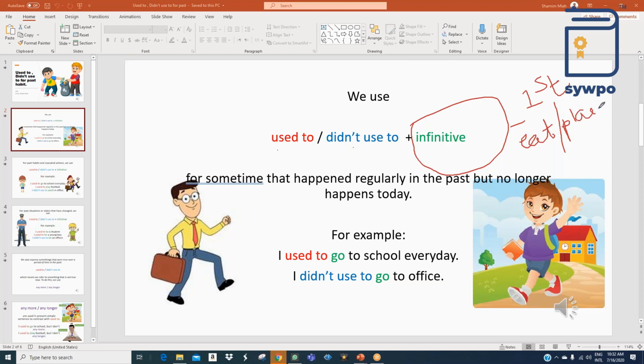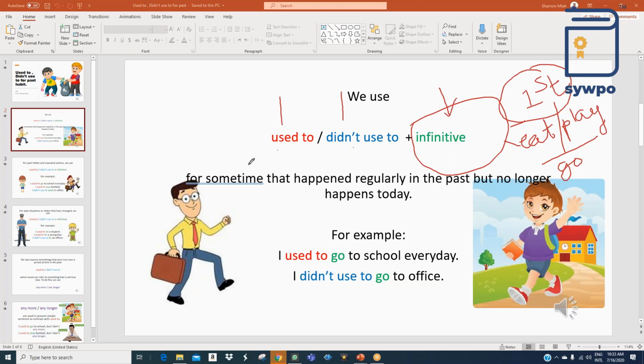Okay, I hope you will remember from the verb forms we practiced the other day. So eat is the first form and play is the first form, and even, let's say, go is the first form. You see, so infinitives refer to these types of verb, the first form of the verb, and they don't have s or es or ed at the end. Okay, so used to, didn't used to with infinitive verbs.